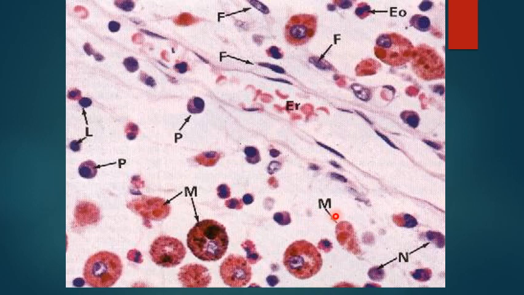Dear students, this is a light microscopic picture of a section stained with hematoxylin and eosin. Why light microscope? I can see many cells. Why hematoxylin and eosin? Because I can see all the nuclei stained blue, either light or dark, and the cytoplasm either acidophilic or basophilic.